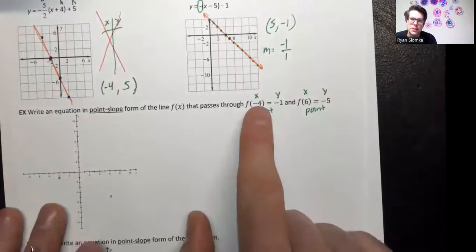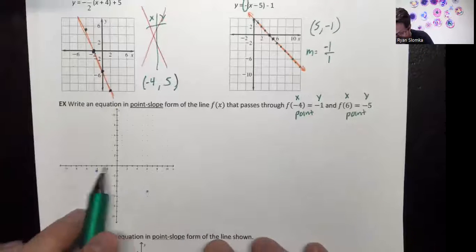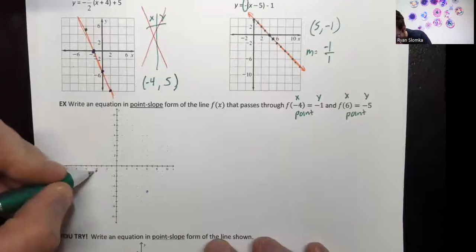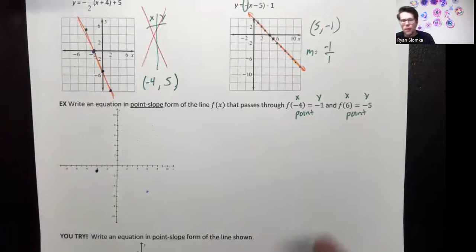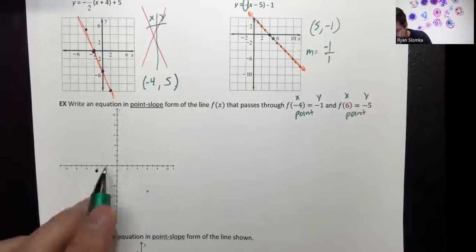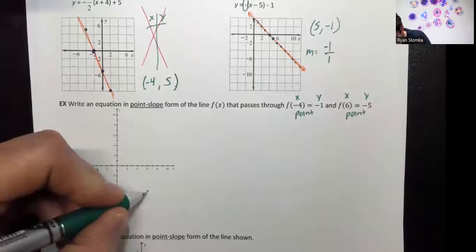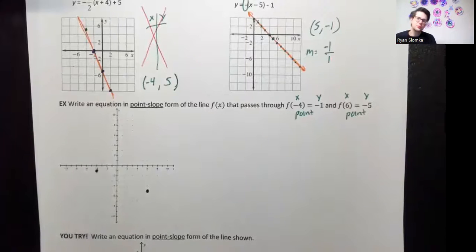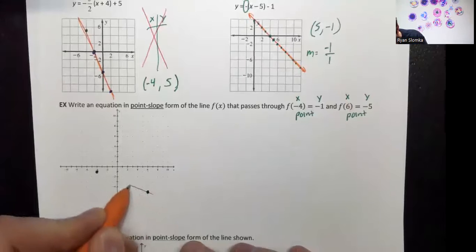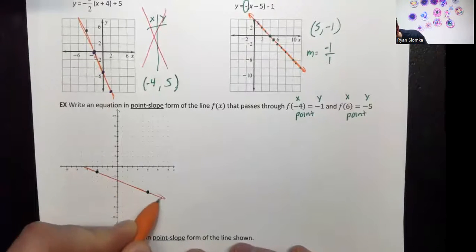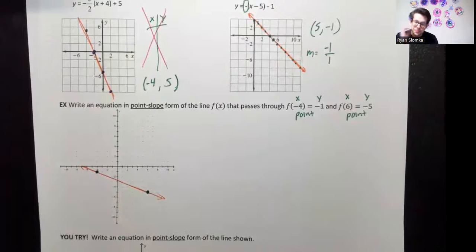For my first one, when it has -4, -1, I'm going to go 4 units to the left and 1 unit down, and this is going to be my very first point right here. For my second one, which is 6, -5, we're going to go 6 units to the right and then 5 units down, and this is going to be our second point right there. What the question is basically asking us to do is create the equation of the line that passes through these 2 points and is going to look something like this.